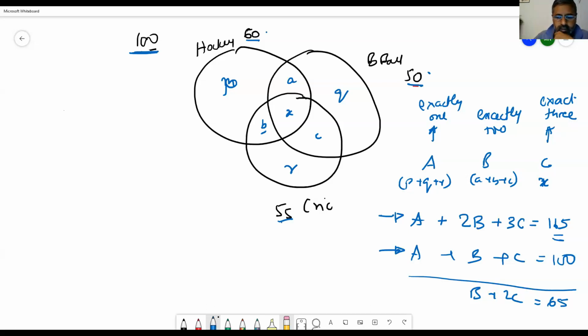If you have understood that, then this is easy. So B plus 2C. So what are the possibilities? B plus 2C is equal to 65. It's a special equation, which means the minimum value for B is what? 1, and the maximum value for C is 32, isn't it? 32 times 2 plus 1. And the maximum value for B will be 63, and C will be 1. Okay, this will be the maximum and minimum values for B as well as C.